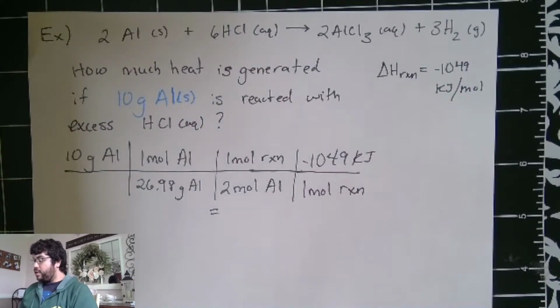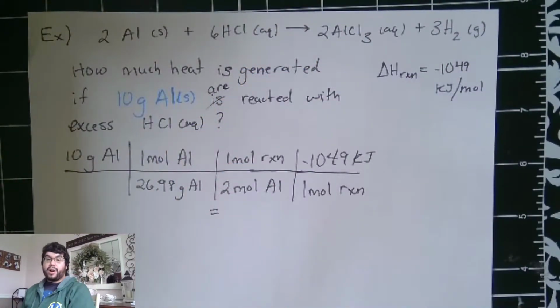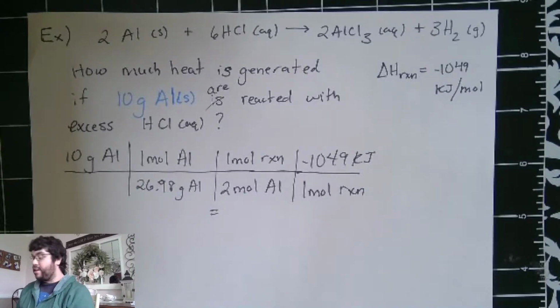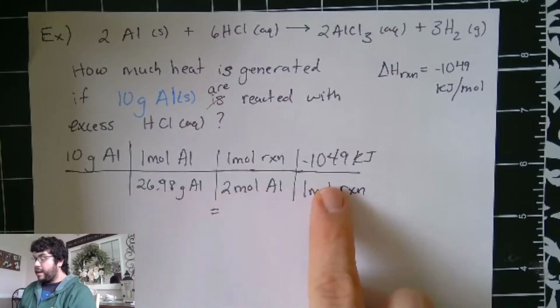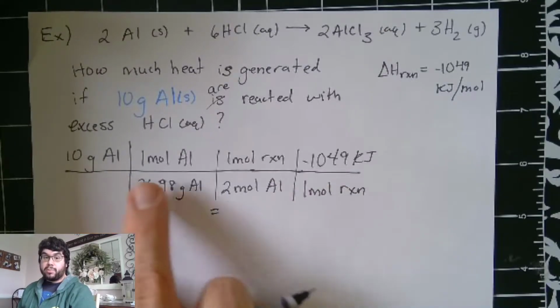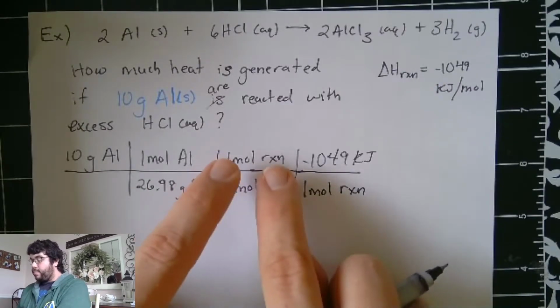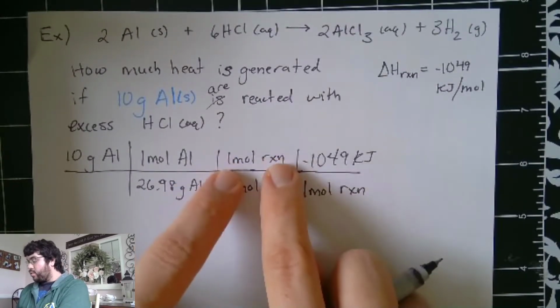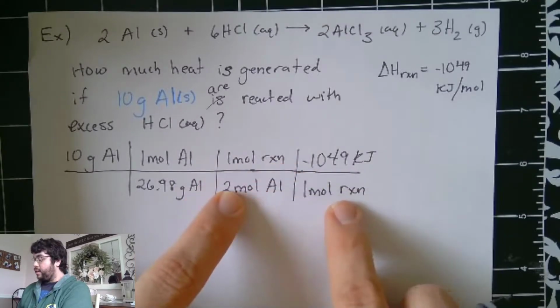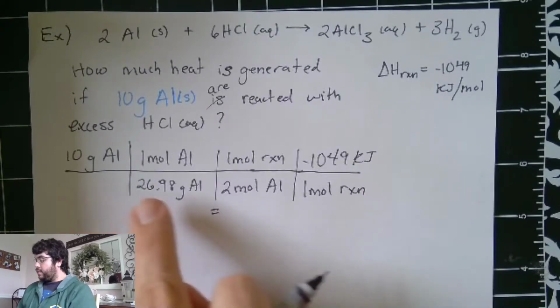And the question is, how much heat is generated if 10 grams of aluminum are reacted with excess HCl? So same kind of thing as we did with the last problem. We're going to convert from 10 grams of aluminum to moles, and then use the molar ratio between aluminum and the moles of the reaction, which is always 1, and then multiply by the enthalpy. So take our 10 grams, divide by the molar mass.